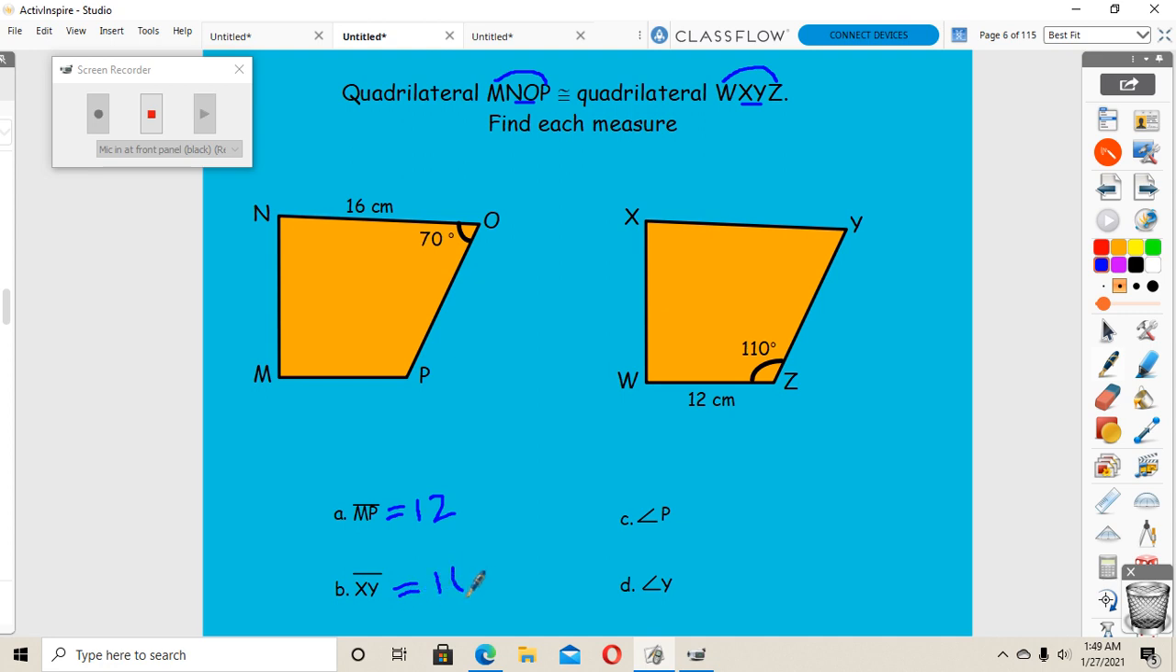Similarly, we have the angle, angle P. Where is angle P? Now we discuss the angles. Let's erase the sides. Angle P, the last letter, corresponds to the second one. It gives us 110 degrees. Then we have angle Y. Y is the third one, which is equal to angle O. Angle O is 70. We can say it is 70 degrees.